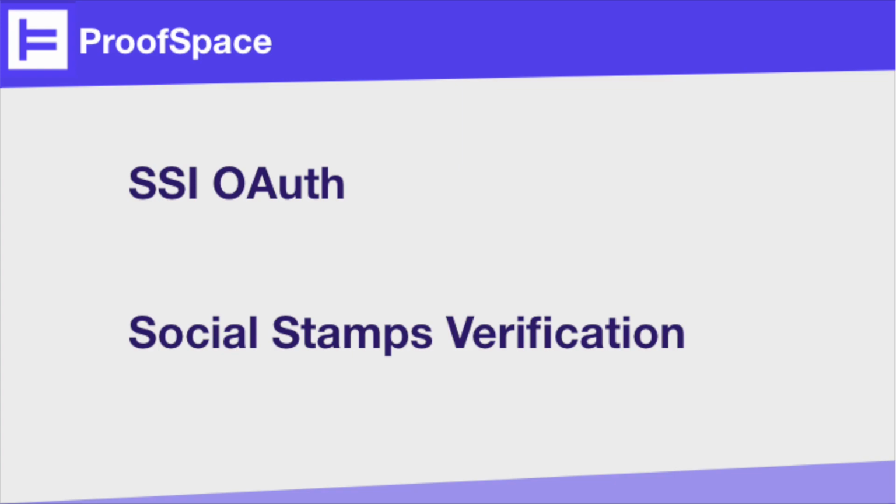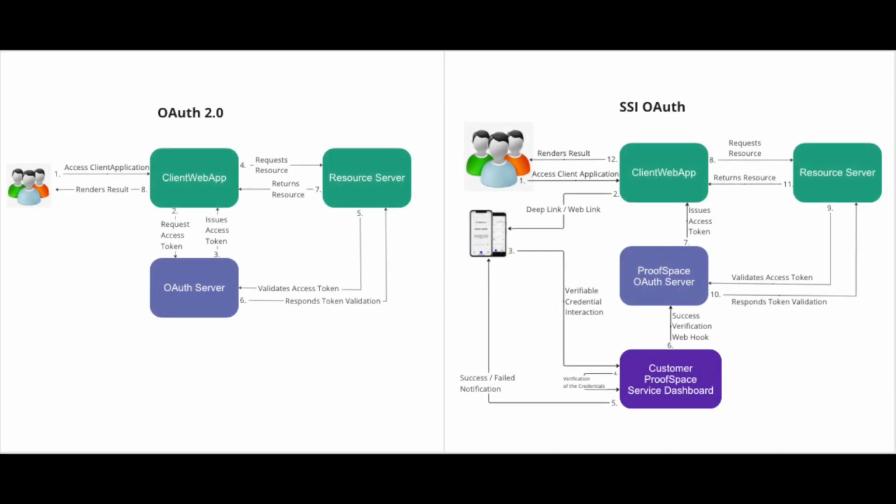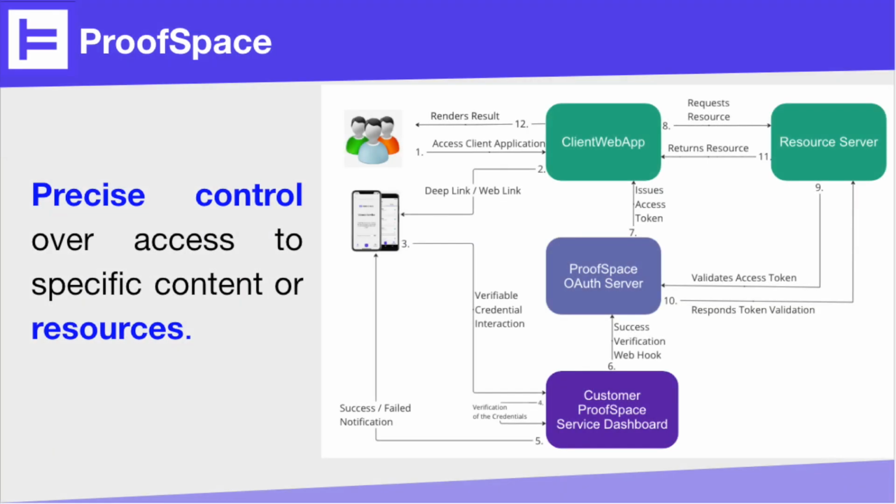In this demo, I will present two features that are available to users of the ProofSpace platform: the SSI OAuth authorization and the verification of social accounts and email addresses. ProofSpace introduces SSI OAuth as an extension to the OAuth 2.0 protocol, enhancing it with the benefits of using SSI and verifiable credentials, including the use of zero-knowledge proofs.